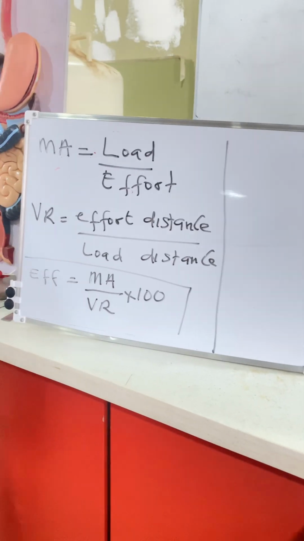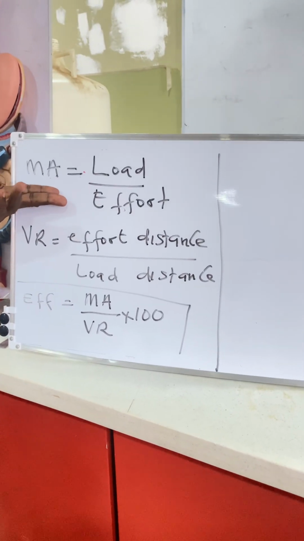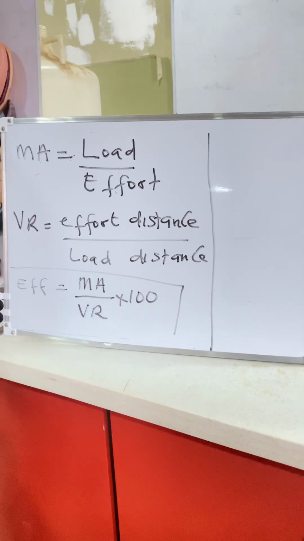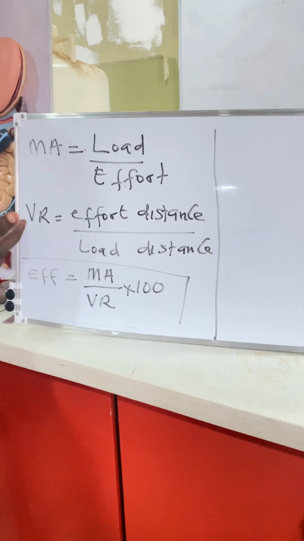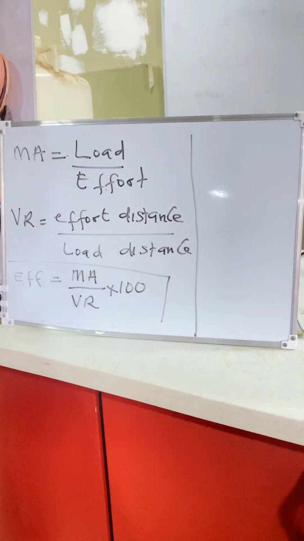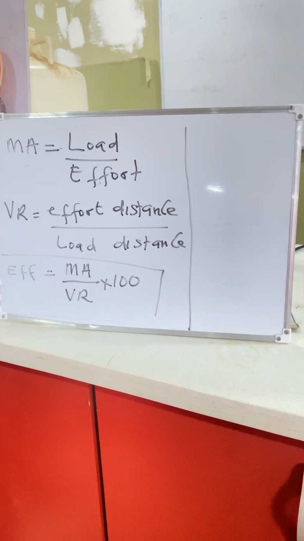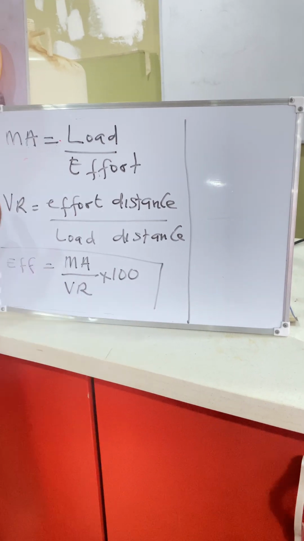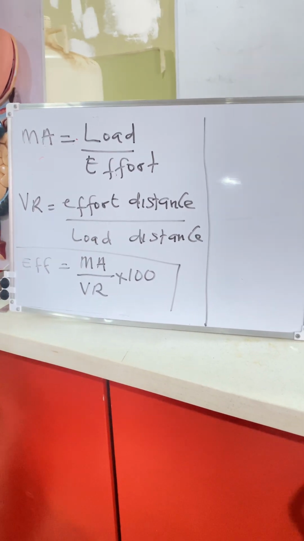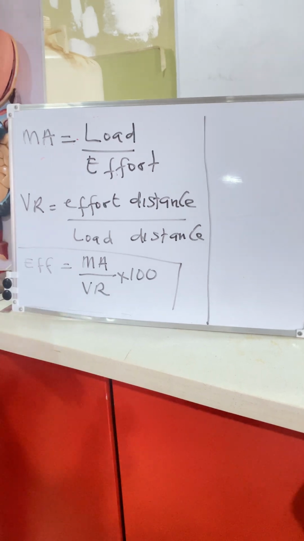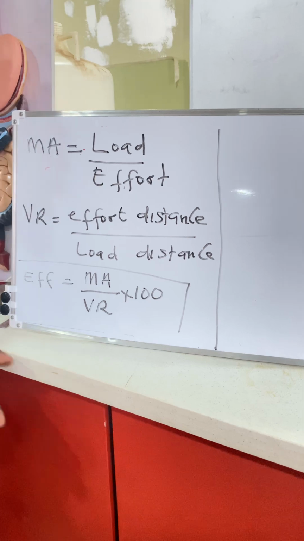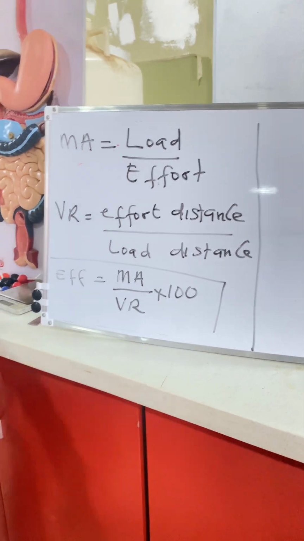Right, now in the second method, we use mechanical advantage. And we say mechanical advantage is the ratio of the load to the effort. That gives you the mechanical advantage. Then we also have the velocity ratio, which is the distance moved by the effort divided by the distance moved by the load. And you can use the mechanical advantage divided by the velocity ratio times 100, and you can still get the efficiency of a machine. It is either you are using the work output and the work input expressed as percentage, or you are using mechanical advantage over velocity ratio multiplied by 100.